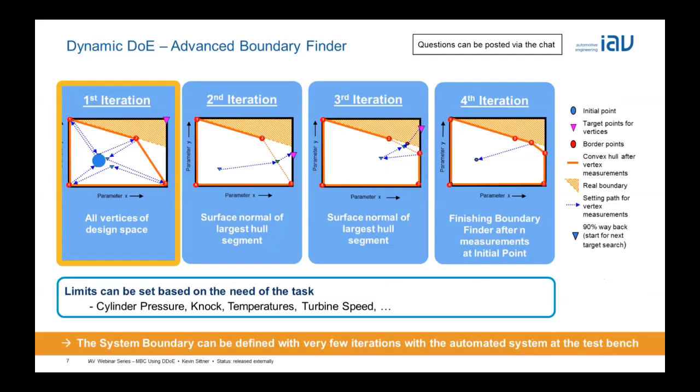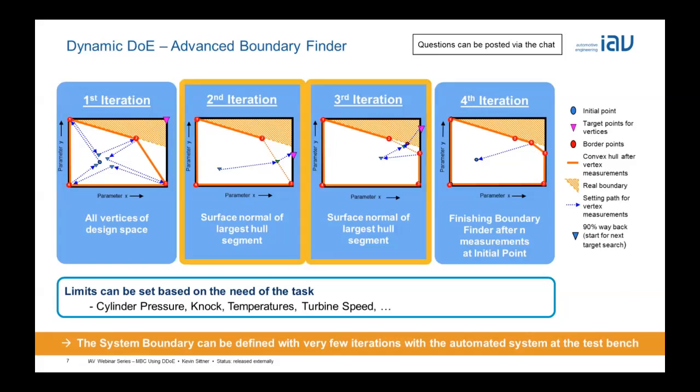If one or more of the target points cannot be reached, the first portion of the hull is generated. As you can see in the highlighted area, the test point indicated by the pink triangle was targeted but could not be reached. The reachable point, indicated by a red circle, is used to define the first part of the hull. From there, successive iterations will target the surface normal of the largest hull segment, as can be seen in the second and third iteration above.